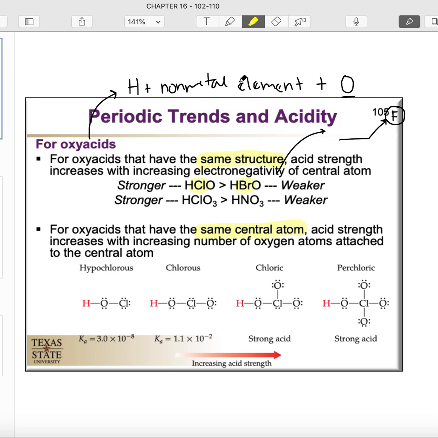Similarly, we go to the second example where we have HClO3 versus HNO3. They have the same structure, meaning the same number of hydrogens and the same number of oxygens.